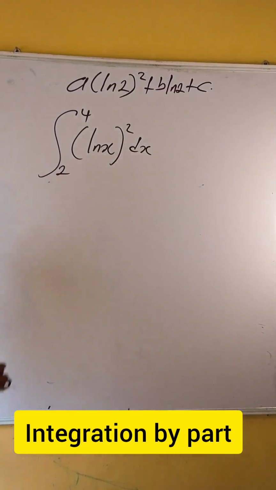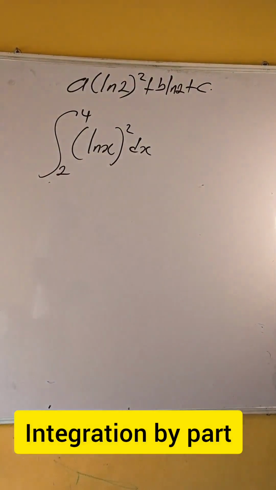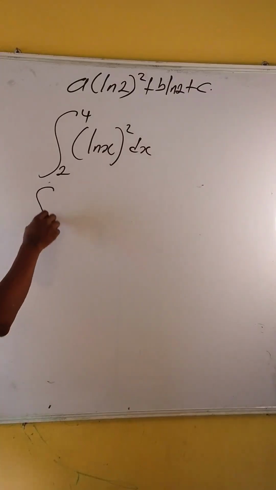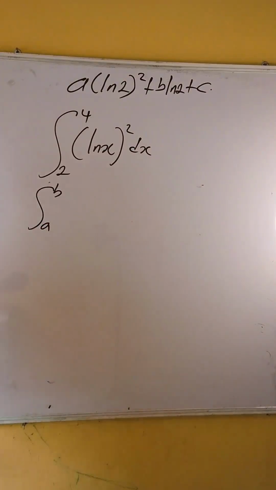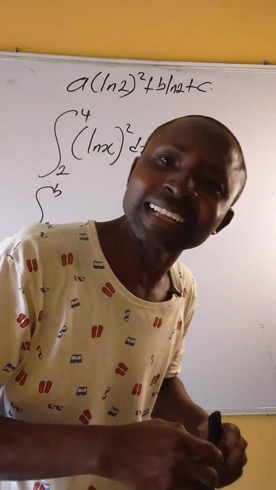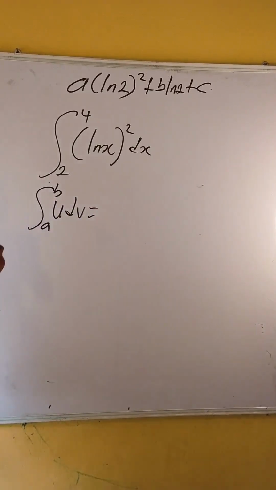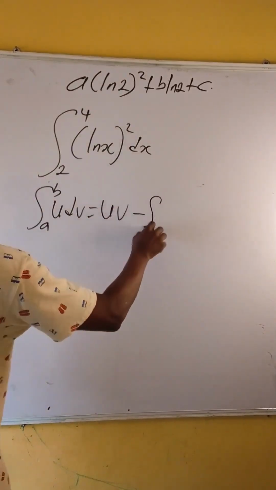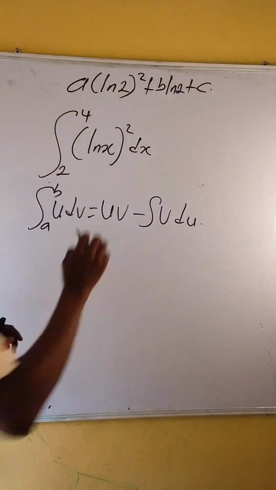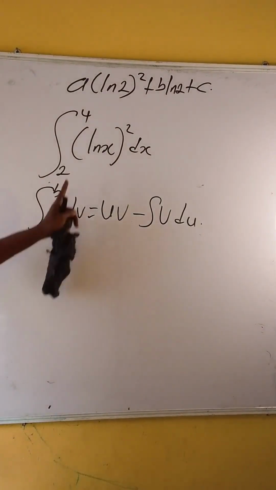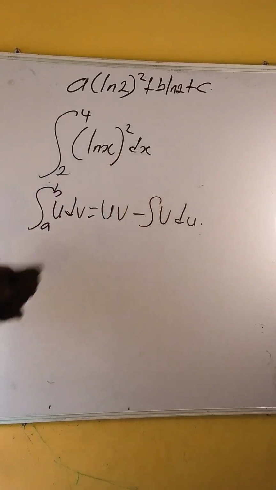We all know that integration by parts is the integral, with B and A as our limiting values, of U dV equals UV minus the integral of V du. That is integration by parts. That is the formula you use. So now the issue is that for U dV, you only have this. There is nothing here. So what do we do?